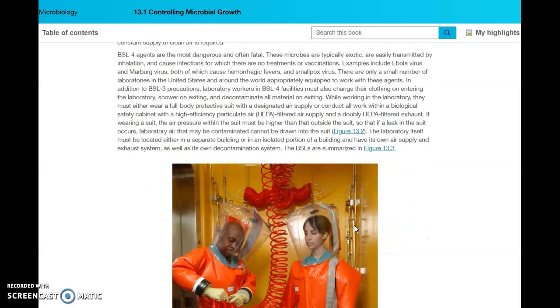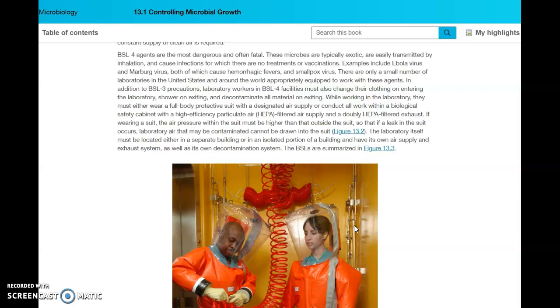BSL 4 is our most dangerous types of infections. They're easily transmitted by inhalation. They cause diseases where there are no treatments. These are things like Ebola and Marburg, which are hemorrhagic fevers. We have very few BSL 4s in the United States.